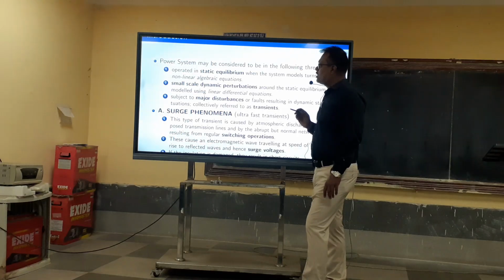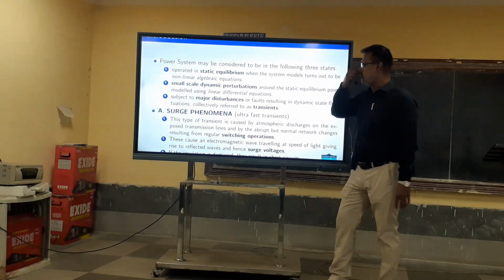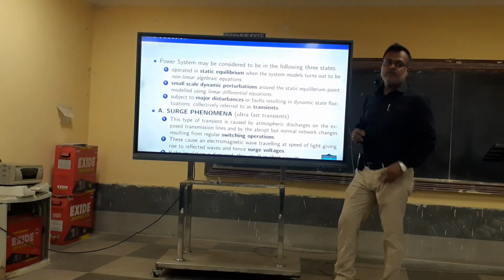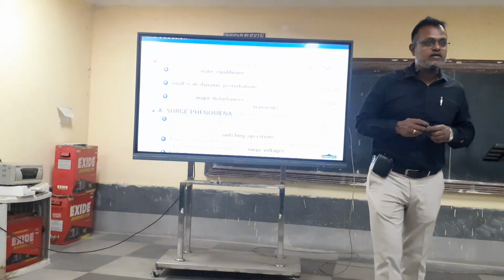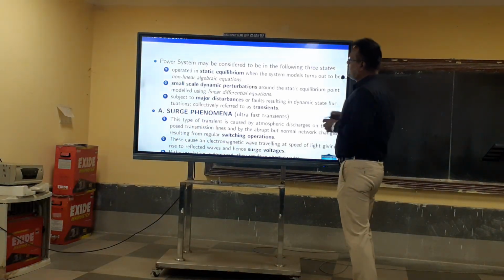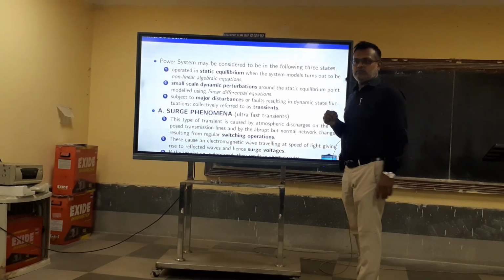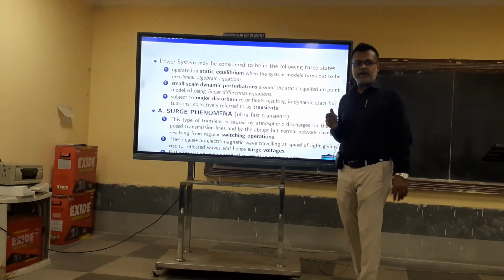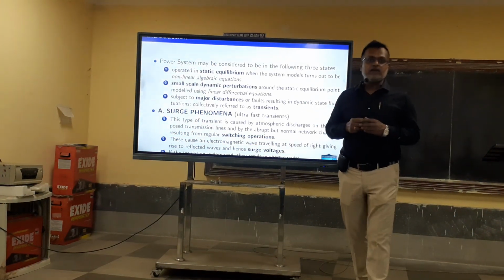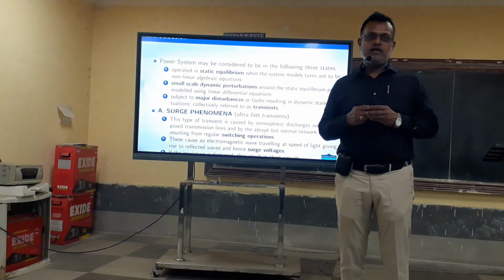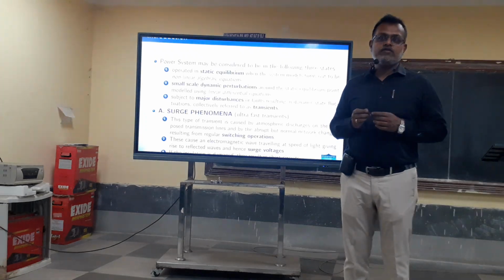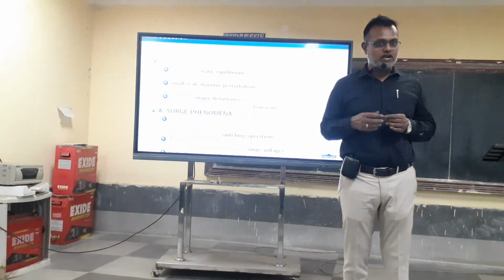Second one is small scale dynamic perturbations, which can be modeled by linear differential equations, and this is known as small signal stability. We have already studied small signal stability. Okay. And finally, in this module we are going to discuss the nature of the major disturbances. What happens when major disturbances occur? We have already seen in terms of equilibrium criteria and swing equation. Right? But what is the nature of this major transient, that we will see in these first three classes.